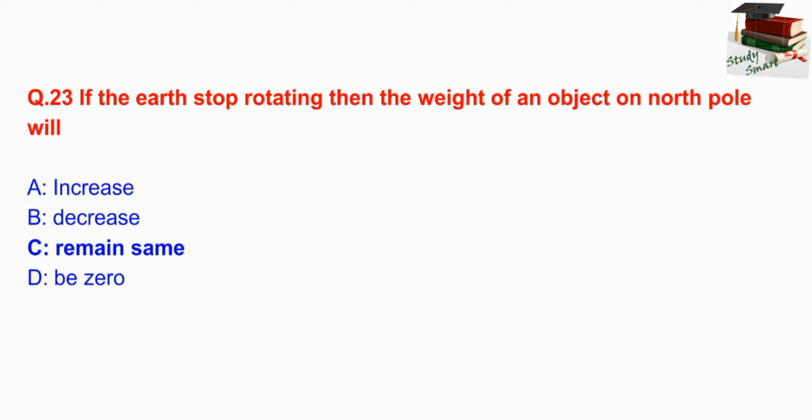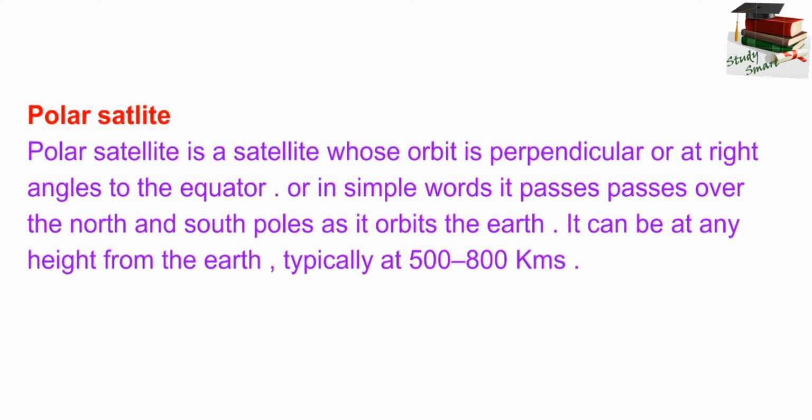Now see about polar satellite. A polar satellite is a satellite whose orbit is perpendicular or at right angle to the equator, or in simple words, it passes over the north and south pole as it orbits the Earth. It can be at any height from the Earth, typically 500 to 800 kilometers.